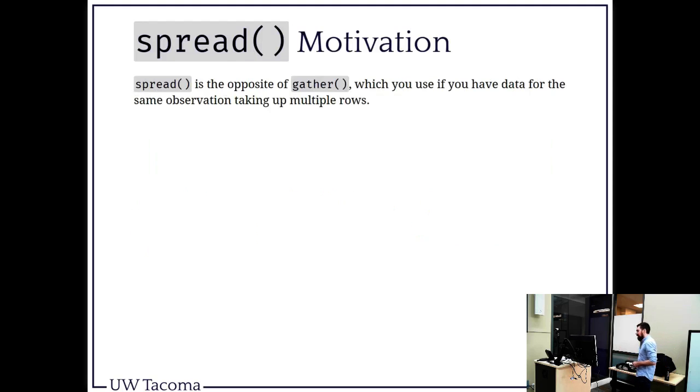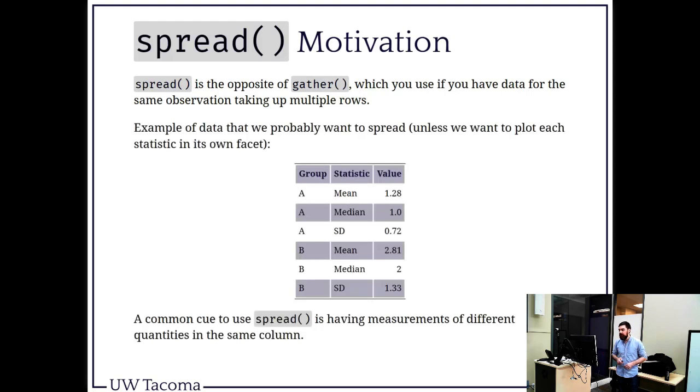Okay, so spread. Spread is the inversion of gather. Okay? So gather is for taking a whole bunch of columns and converting them into 2 columns. This is for taking 2 columns and converting it into a bunch of columns. This is common if you have something like this. Let's say we have data that looks like this. We have groups, we have a statistic, and we have a value. So for group A, its mean is 1.28, its median is 1, its ST is 0.72.